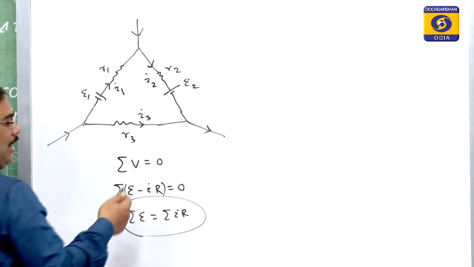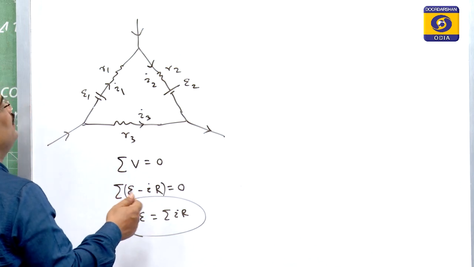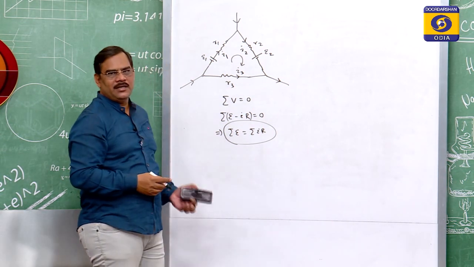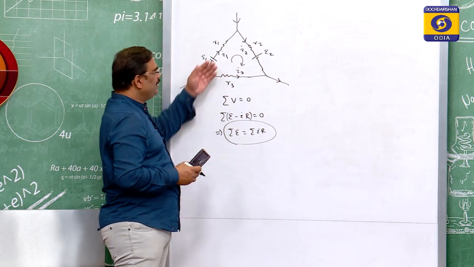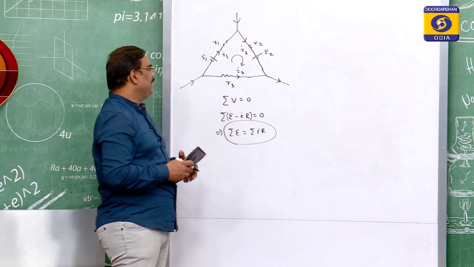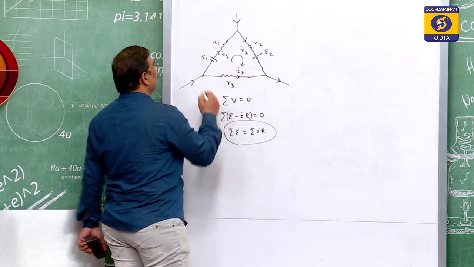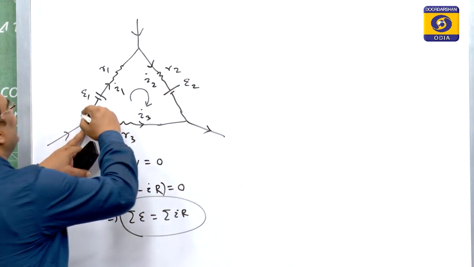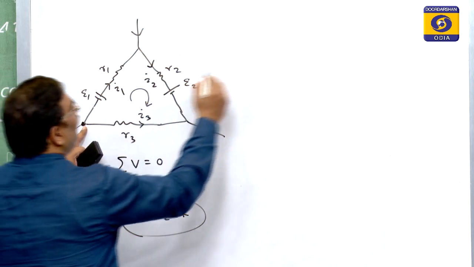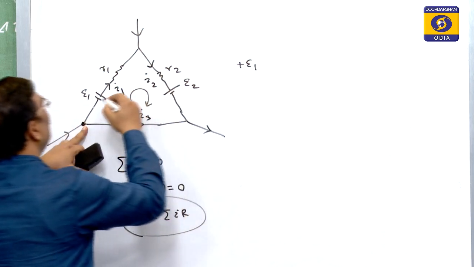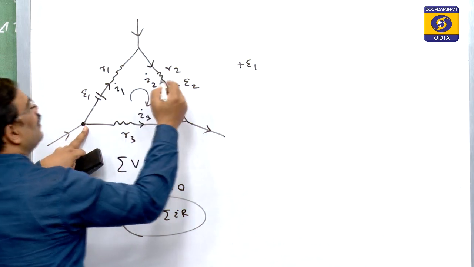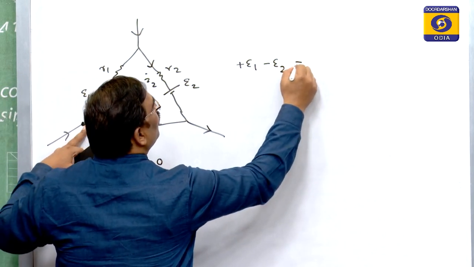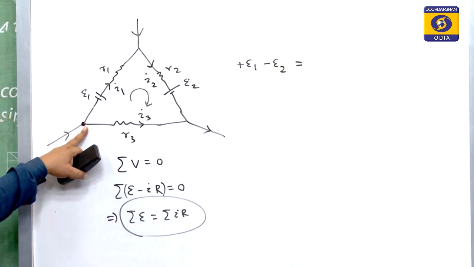Now, let us try to apply Kirchhoff's second law to this closed mesh. Suppose I am applying in clockwise direction; it is immaterial whether you apply in clockwise or anti-clockwise direction. In clockwise direction, suppose I start from this point. When I go like this, E1 is supporting me, so it is plus E1, and again through this side, E2 is opposing me, so it is minus E2. So, this is my summation of E.